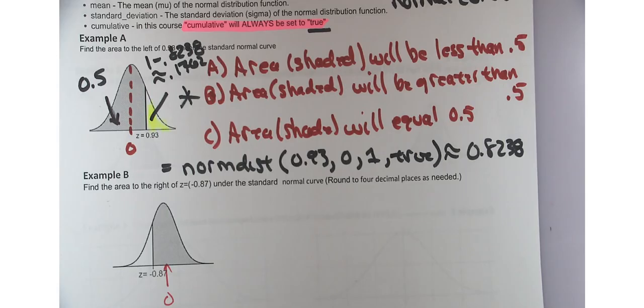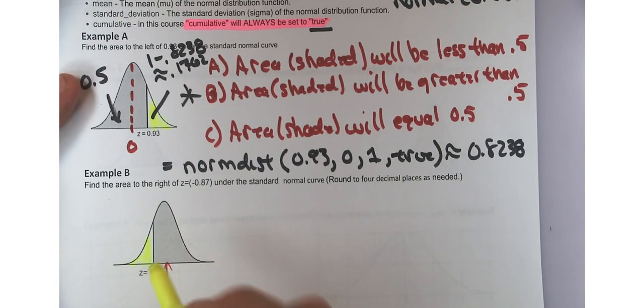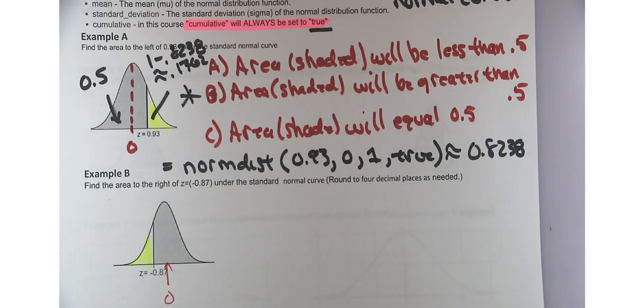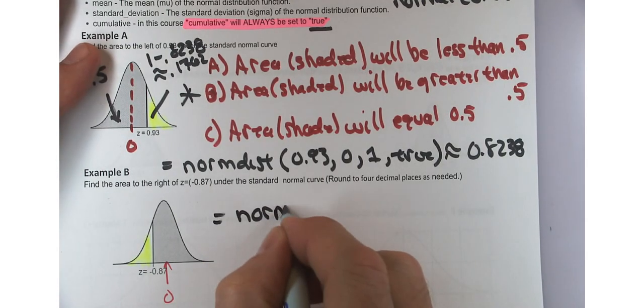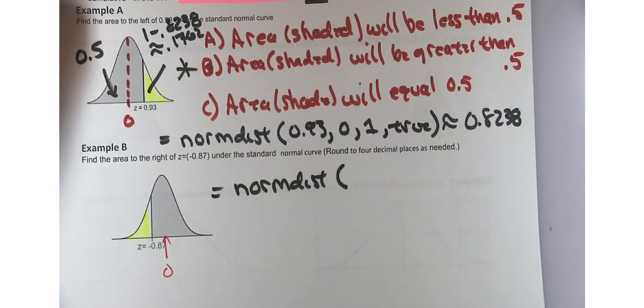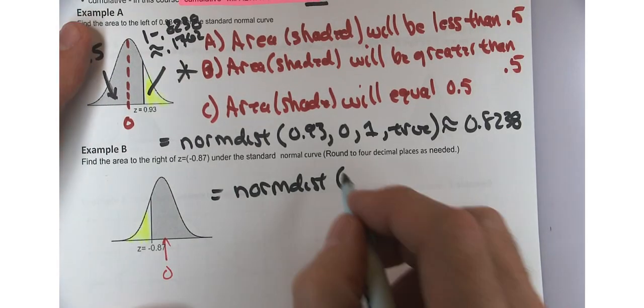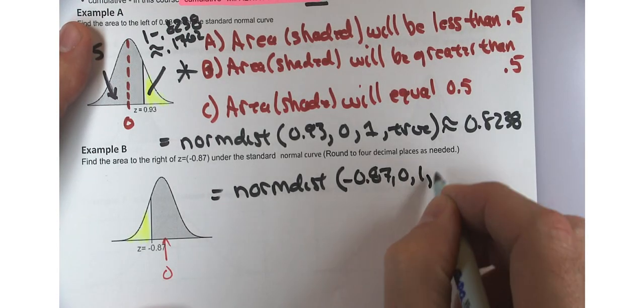Now here's the thing to keep in mind. Google Sheets can only give you the area to the left. It's not going to recognize that you want the area to the right. It's just going to give you the area to the left. So I can start out this way. I can start out with equals norm distribution of negative 0.87, comma 0, comma 1, comma true.